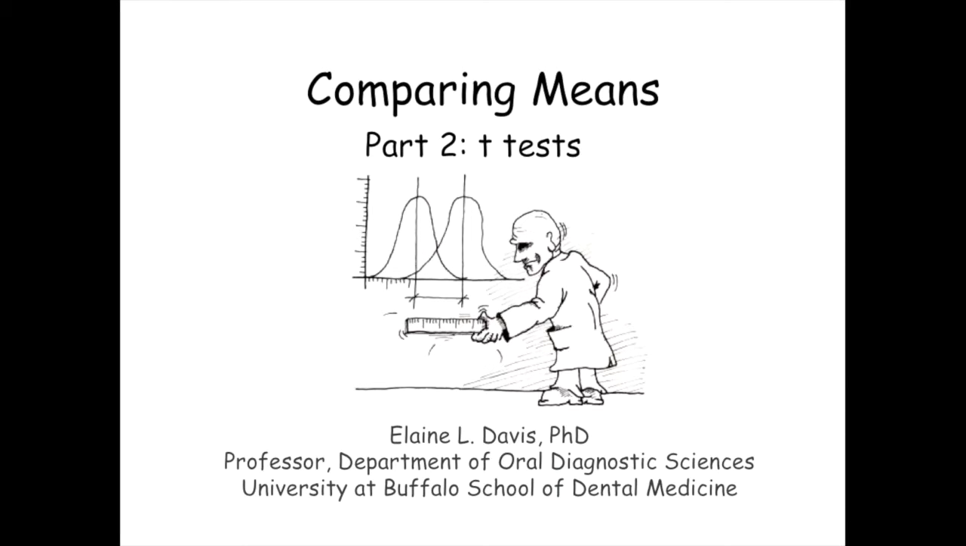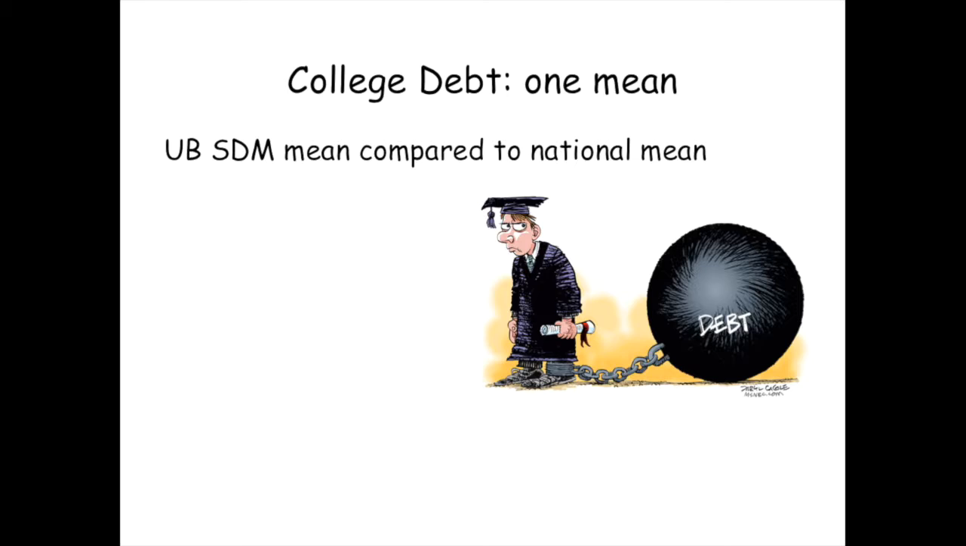This video focuses on the three types of t-test in more detail. To test whether UB Dental students' average debt is different from the national average, the researcher would need to have a reported value for the national debt. The American Dental Education Association tracks this information through its survey of dental school seniors. And last year, the average debt for all graduating students was $256,000. The mean for a sample of UB Dental students would then be compared to this value.